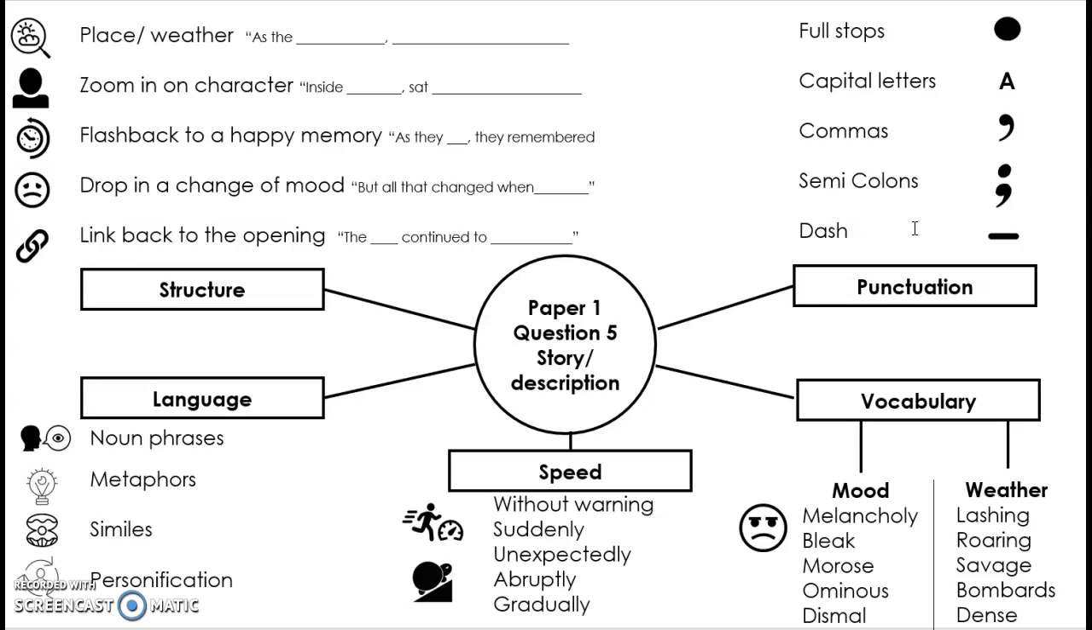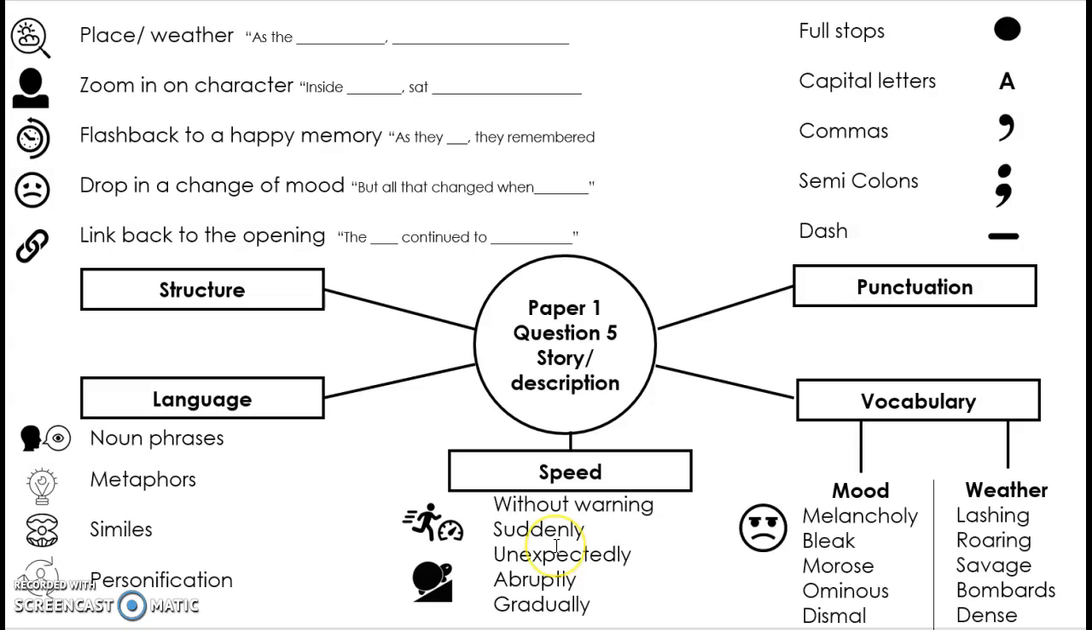But I always suggest to my classes that we want to try and use at least 5 different punctuation marks. Full stops and capital letters are the absolute basics. They have to be there. Likewise, commas, we need those within our sentences so that our sentences make sense. Semicolons and dashes allow us to bring a bit more variety to our construction.